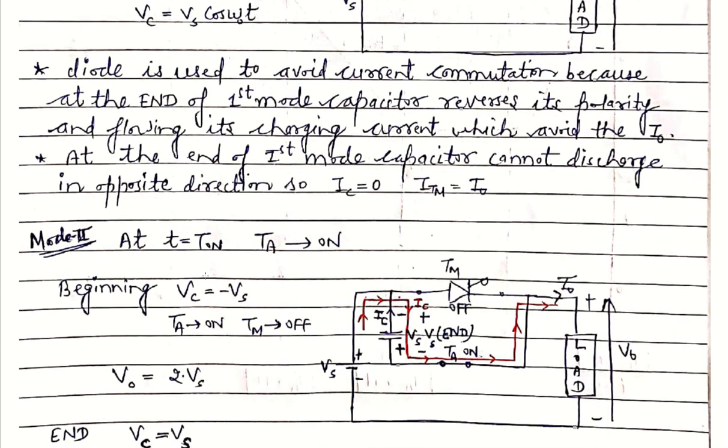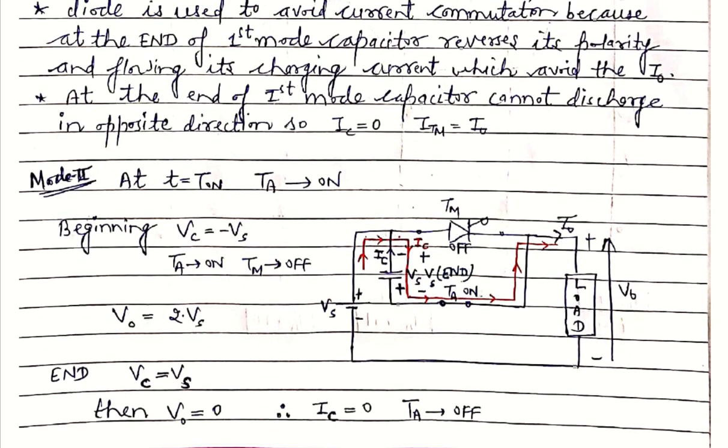In the second mode of conduction, at t equals t on time, let us assume our auxiliary thyristor will be in on condition and the main thyristor will be off at the end of the first mode. So in the second mode, the main thyristor is off, so no current will be in this branch. With the auxiliary thyristor on, it will be short circuited as denoted here, and the current will flow from the source side through this auxiliary thyristor and go to the output side, because the main thyristor is off.